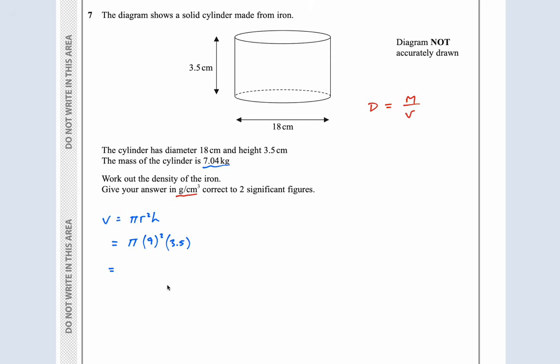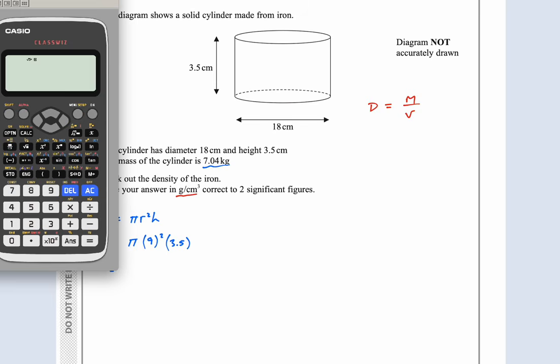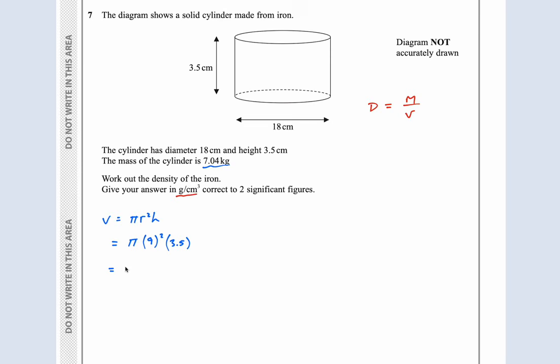So this I'll do with my calculator. The pi button is here, pi times 9 squared times 3.5, which is, let's just change it to a decimal, 890.64. He wants this final answer to 2 significant figures, guys, so just put plenty more than 2 significant figures here. Then he says work out the density.